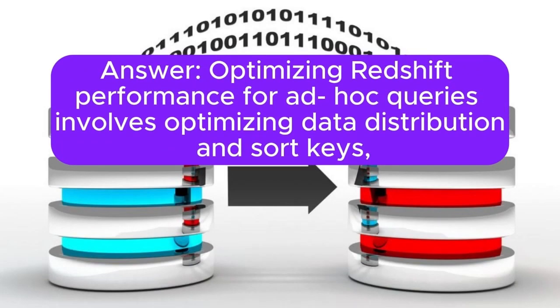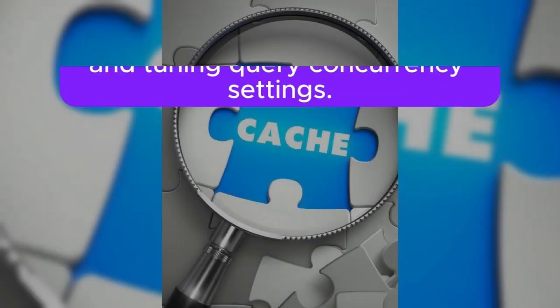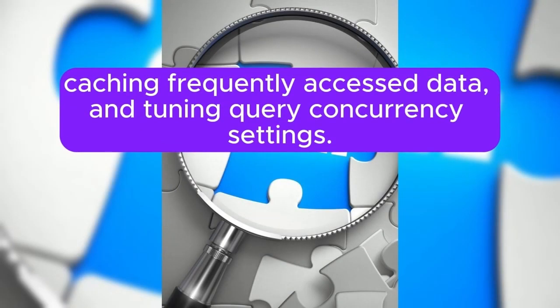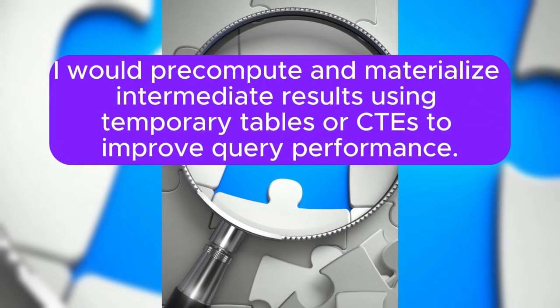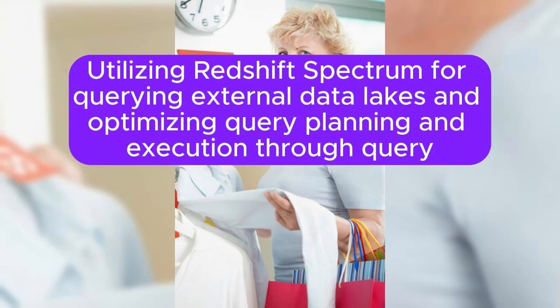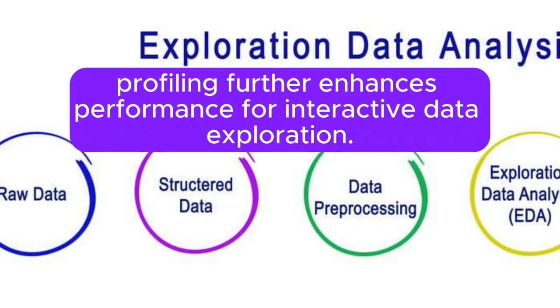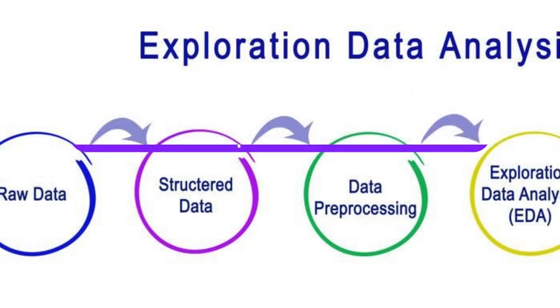Answer: optimizing Redshift performance for ad hoc queries involves optimizing data distribution and sort keys, caching frequently accessed data, and tuning query concurrency settings. I would pre-compute and materialize intermediate results using temporary tables or CTEs to improve query performance. Utilizing Redshift Spectrum for querying external data lakes and optimizing query planning and execution through query profiling further enhances performance for interactive data exploration.